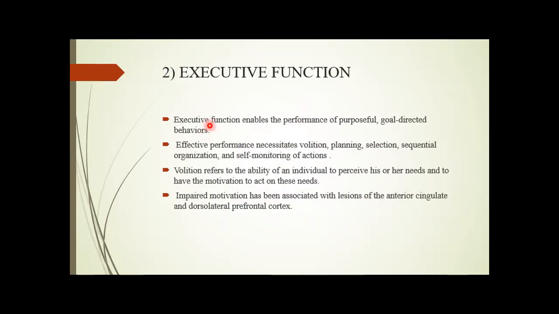Second is executive function. Executive function enables the performance of purposeful, goal-directed behaviors. Effective performance necessitates volition, planning, selection, sequential organization, and self-monitoring of action. Volition refers to the ability of an individual to perceive his or her needs and to have the motivation to act on these needs. Impaired motivation has been associated with lesions of the anterior cingulate and dorsolateral prefrontal cortex.